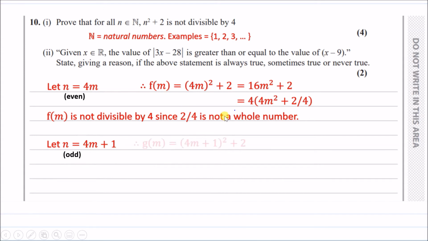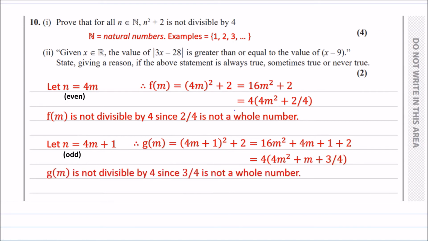Now repeating the process above, yeah? We're going to have (4m plus 1) squared plus 2. Expanding the squared bracket, you get 16m squared plus 8m plus 1 plus 2, which is basically plus 3, yeah? And then repeating this one, factorizing 4 out. You can do it for the first two terms. However, the last term you can't, because dividing 3 by 4, you get 3/4. And then once again, the conclusion is the same. Not divisible by 4 since 3/4 is not a whole number.